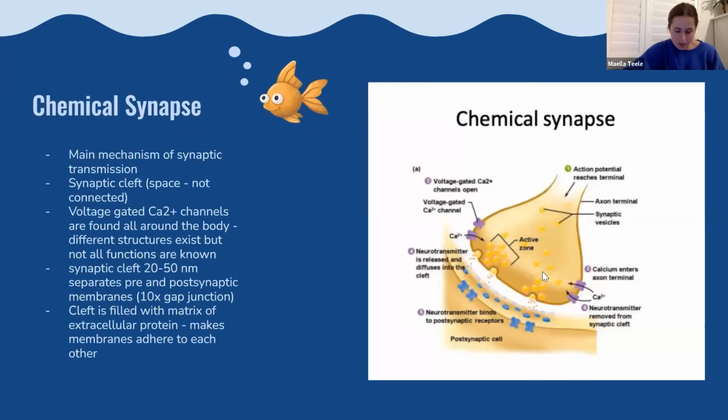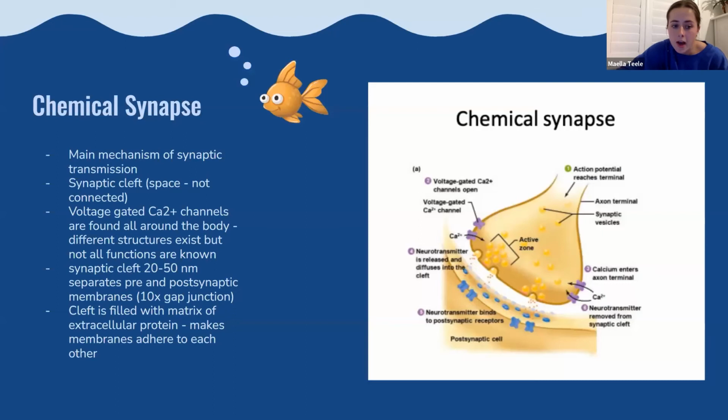So a chemical synapse is the main mechanism of synaptic transmission. So if you have a look, we've got our synaptic cleft in this image. That's the space. It's not connected. So unlike an electrical synapse, the presynaptic and postsynaptic neurons aren't electrically coupled. So we've got our voltage-gated Ca2+ channels, which are found all around the body. Different structures do exist to these channels, but not all functions are known.